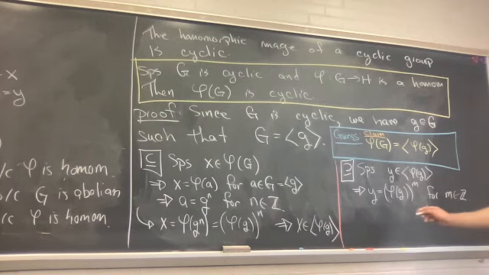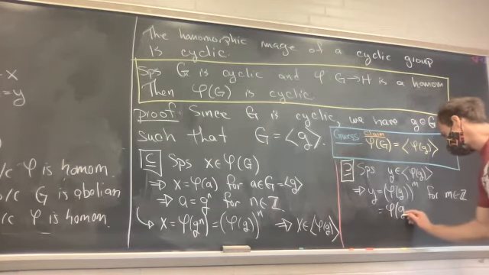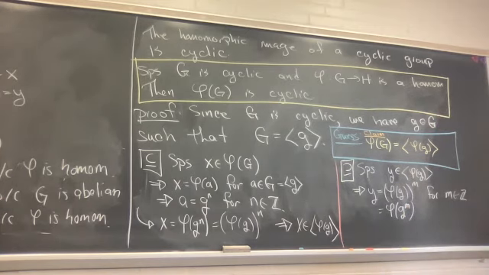But now we can do the same thing again. Notice that this is equal to phi of g to the m. We bring that inside because it's a homomorphism, right? But little g is inside of big G, right? That means little g to the m is inside of big G as well, right? But if little g to the m is inside of big G, then phi of little g to the m is inside of phi of big G. But that's what we needed, right?